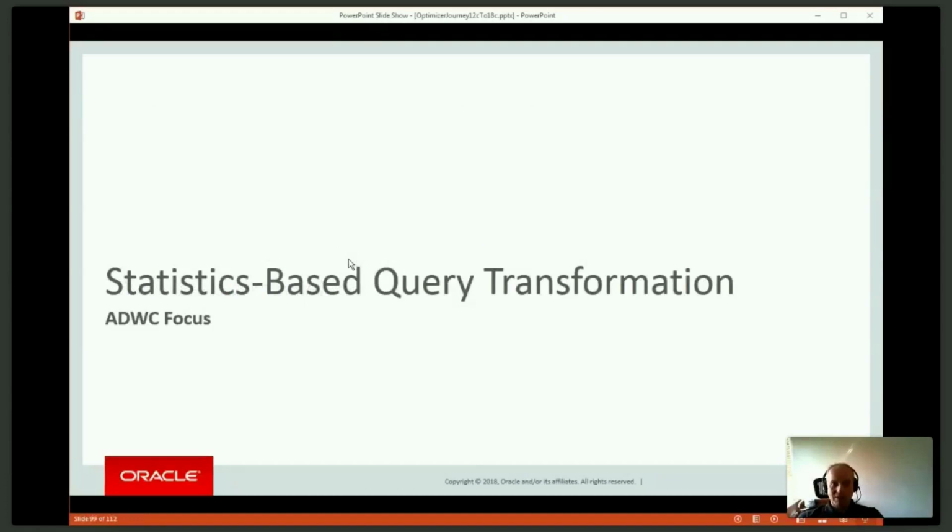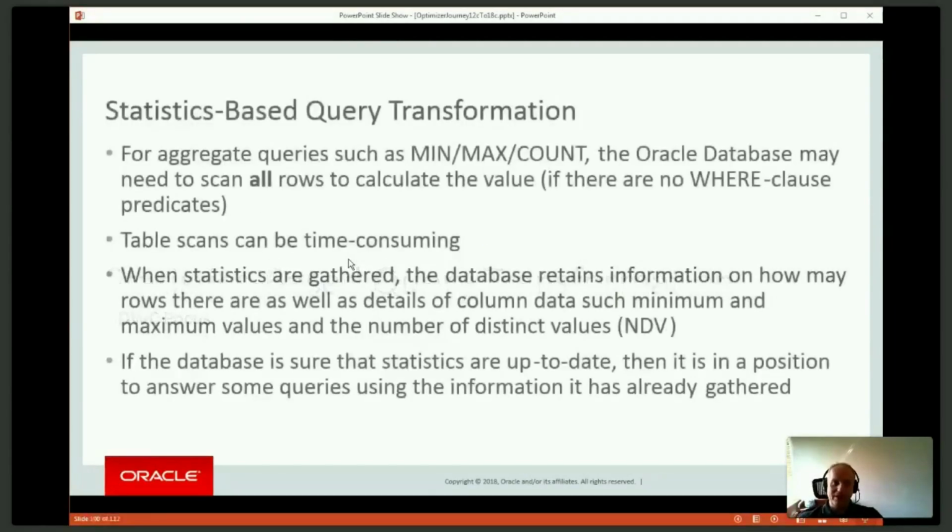Also, statistics-based query transformation. This is a very fancy feature. So the idea here is that if you have queries such as select min, max, count, those types of queries, and there's no where clause on the query, and if you're not able to use an index, you're going to scan all the rows in the table. So let's say I select max num from sales. I could be in a position now of having to scan the entire table in order to get the answer to that query.